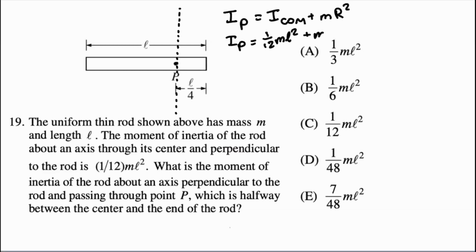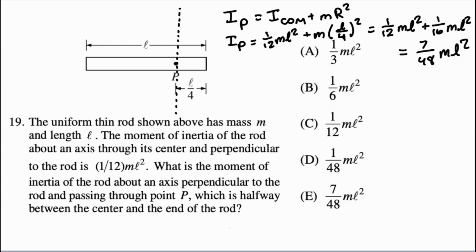And this is plus m times the distance between the axis and the center, which is given to us as L over 4, that quantity squared. Now simplifying this down a little bit, we get 1/12 mL squared plus 1/16 mL squared. And that fraction reduces to 7/48 mL squared, which is answer choice E.